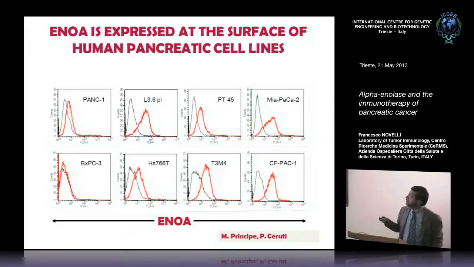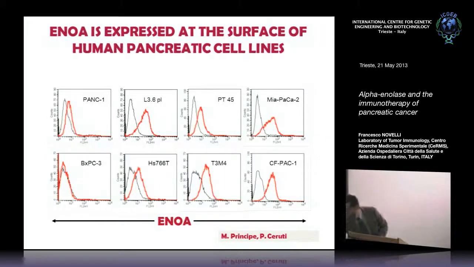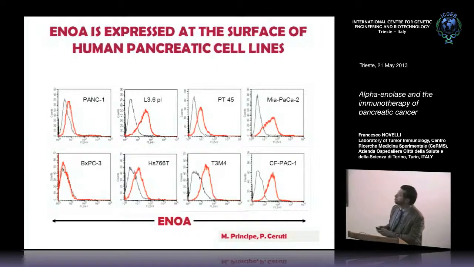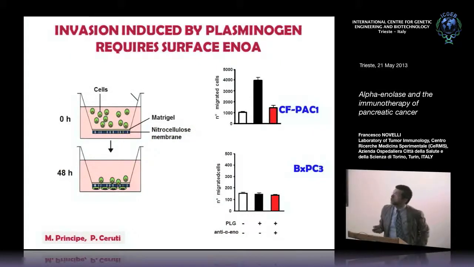Those are analyses of eight human pancreatic cell lines where we looked at the expression of surface alpha-enolase, and as you can see, most of them express high levels of alpha-enolase. And to look at the role of this receptor, we established an invasion assay in which pancreatic cancer cells were put in a well that contained Matrigel, and we looked at their ability to cross the membrane when plasminogen was added to the culture.